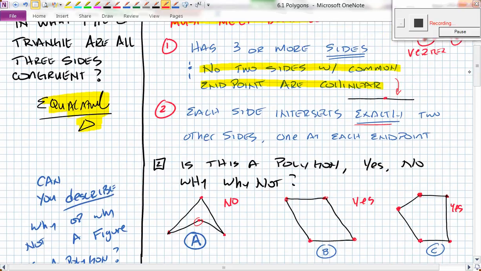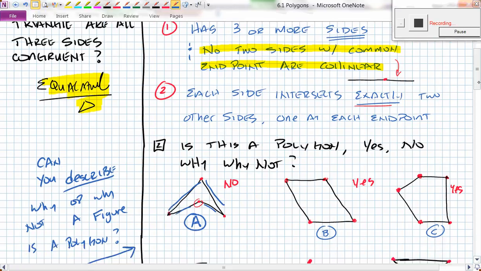It looks like it does meet condition number 1, right? There's more than 3 sides. How many sides does this thing have? It's got 1, 2, 3, 4, so it meets that. No 2 points are collinear. True. Each side has exactly 2 other sides where it intersects.